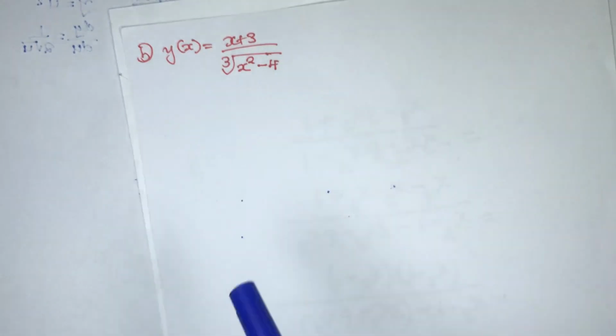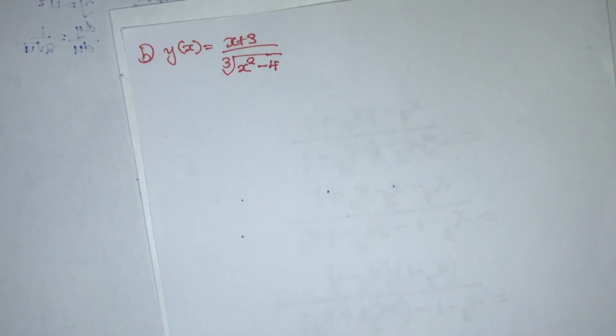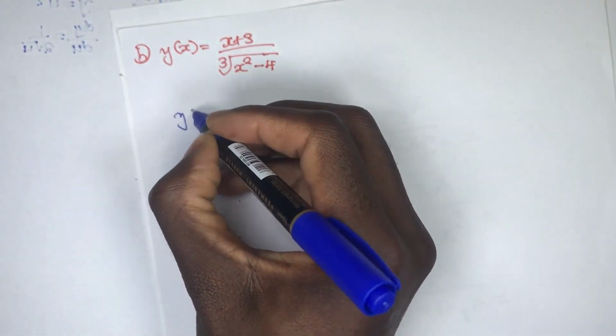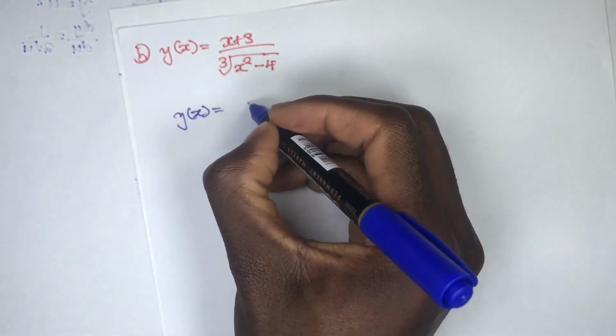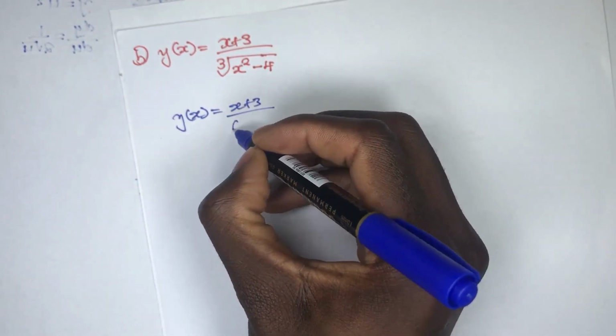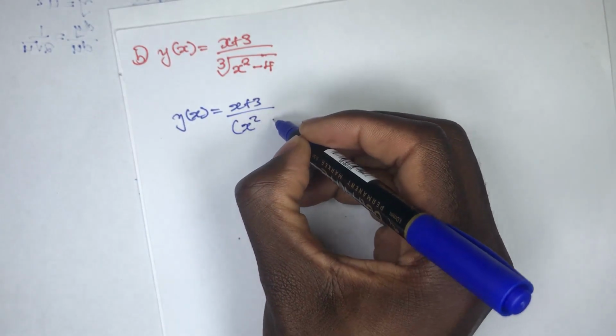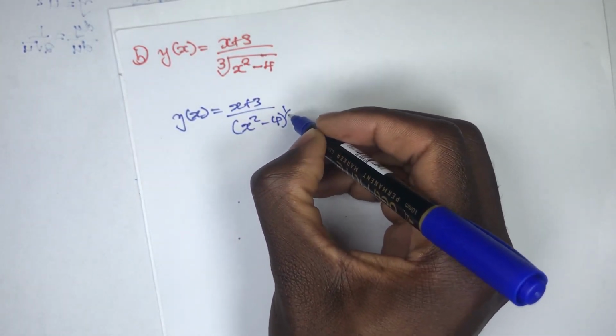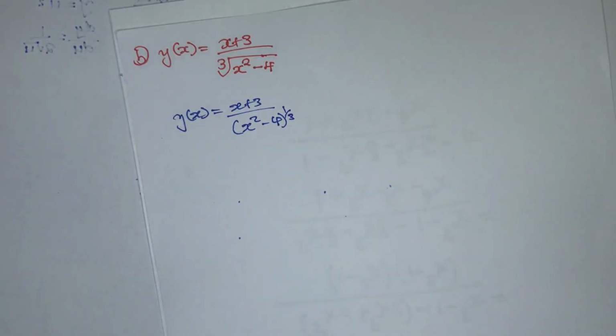The cube root that we have there, we're going to write in terms of a power first. So this here is the same as y of x is equal to (x plus 3) divided by (x squared minus 4) to the power 1 over 3. So we've written it in terms of our powers there.